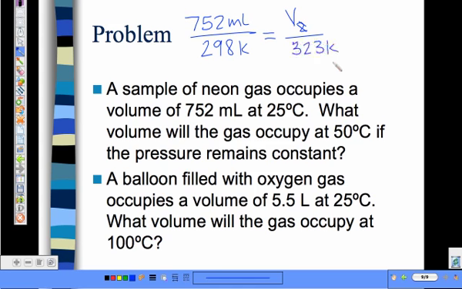Right. So V2, you can cross multiply, divide. You could divide these two numbers first and then multiply across. However you want to solve that, you'll get the same answer. But your answer would be what? It's heating up, so the volume should get greater. 815.08, so I'm going to just say 815.1. And what's our units? Milliliters. Good.